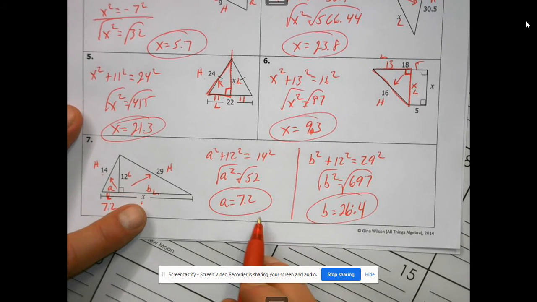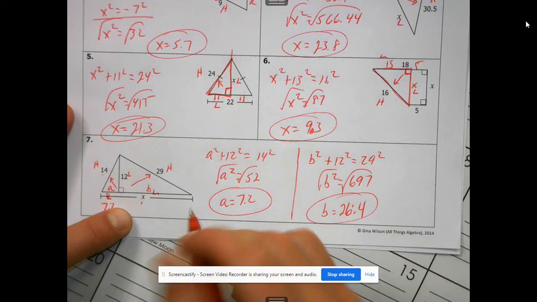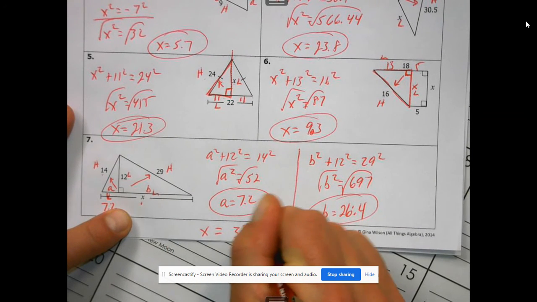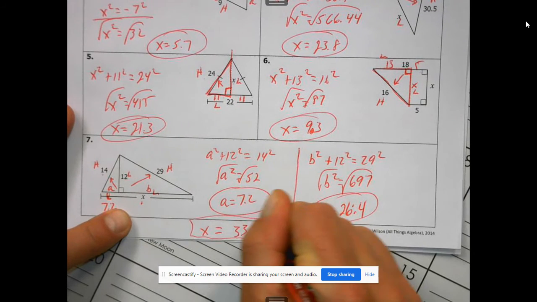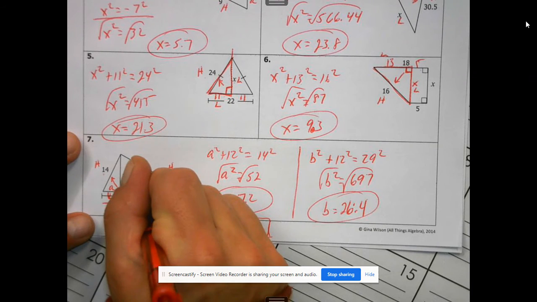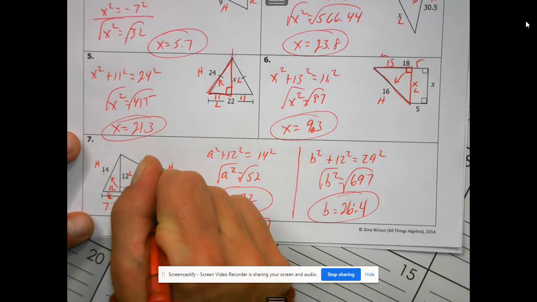And then if you add these two answers up to get the total length, that comes out to be 33.6. So total length on that bottom piece, this piece plus that piece, 33.6.